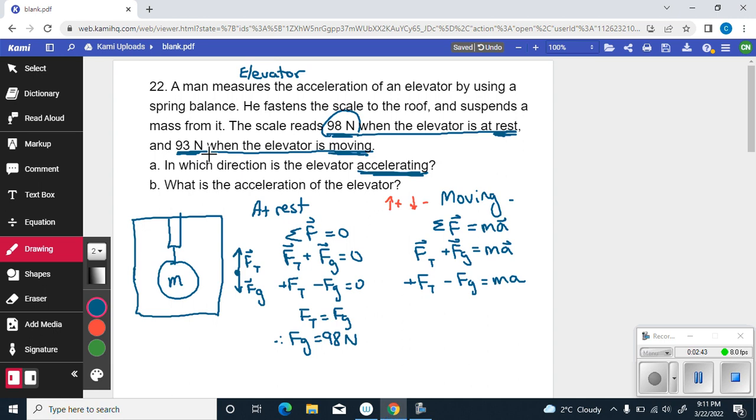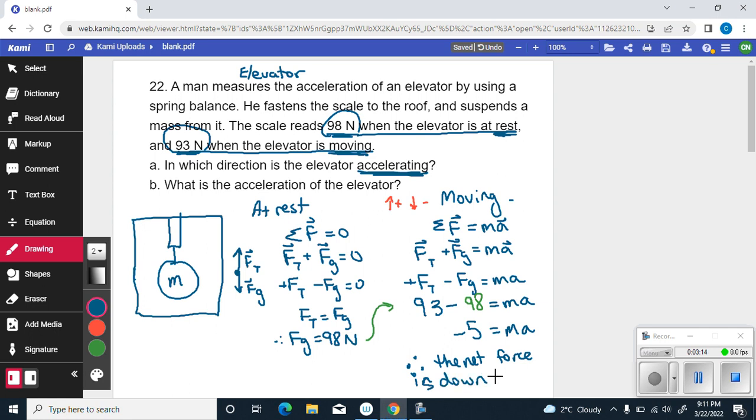Tension, we're told, is now 93. Force of gravity, we figured out, was 98. So I'm going to sub that in over here, equals mass times acceleration. 93 minus 98 gives me a minus 5. So I can say, therefore, the net force is down, because negative is down.